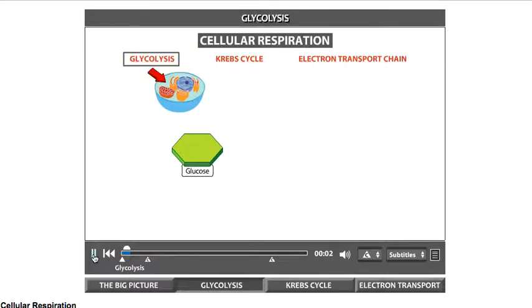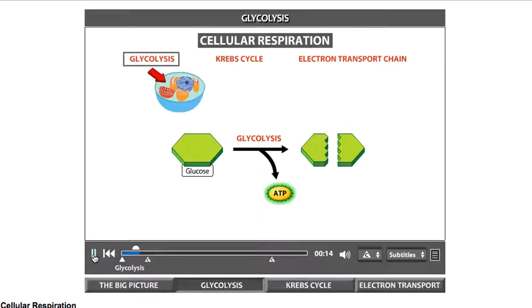Glycolysis is a series of chemical reactions in the cytoplasm of a cell in which glucose is essentially split in half. In the process, a small amount of energy is released and captured in ATP. For many organisms, glycolysis is just the first of three steps, together called cellular respiration, in which glucose is completely broken down and used to produce a much larger amount of ATP.